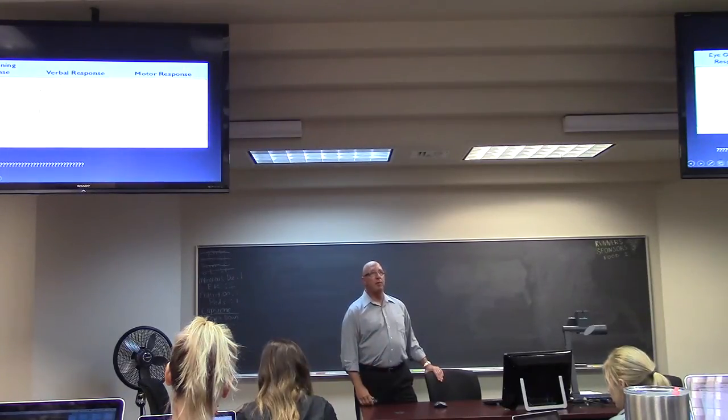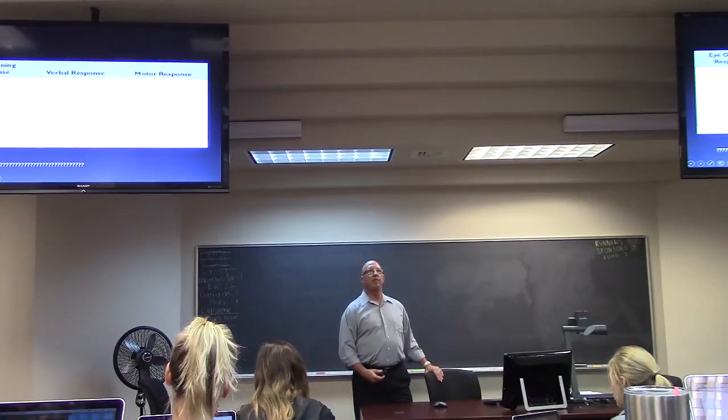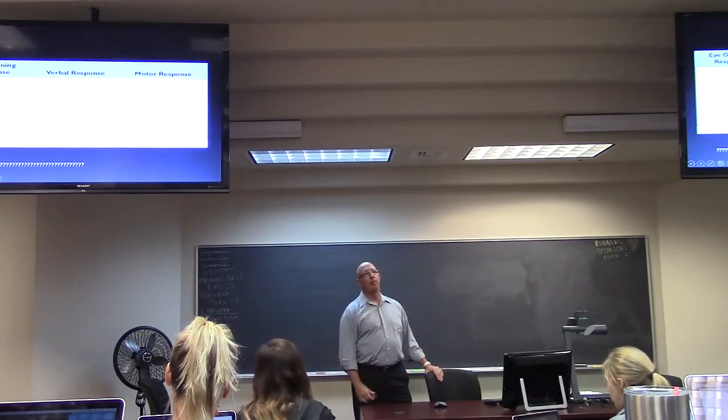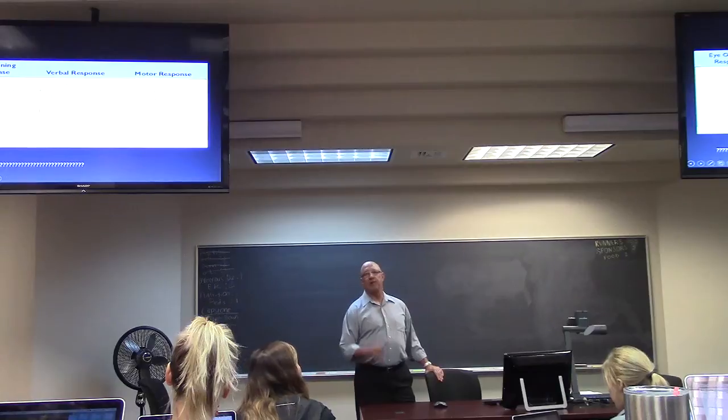So for eye-opening, the best you can get is 4 points, just spontaneous eye-opening. And it goes down from there. Opens to verbal stimuli, opens to pain. Verbal responses are oriented. For 4 points, they're confused. For 3 points, inappropriate words, and all the way down. Motor response, 6 points if they obey commands, 5 points if they localize, and on the way down.